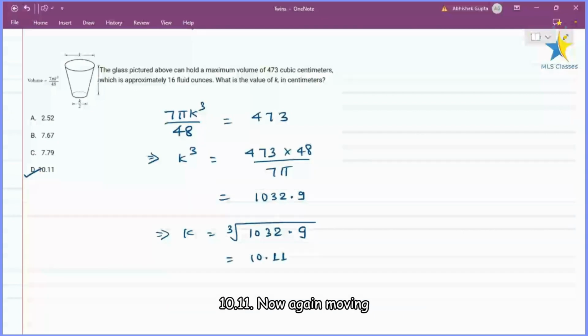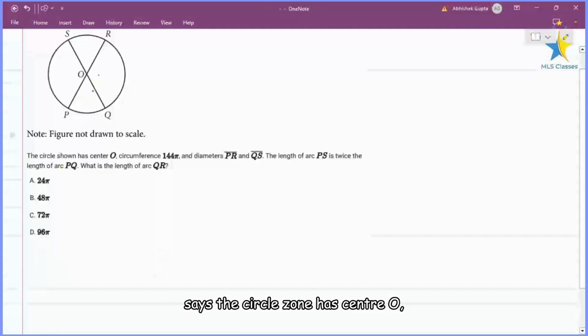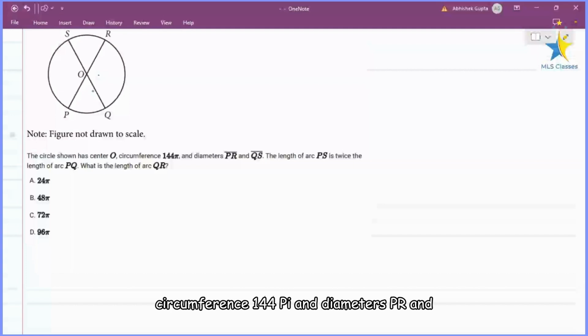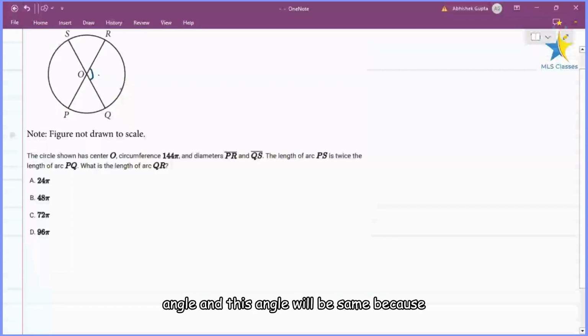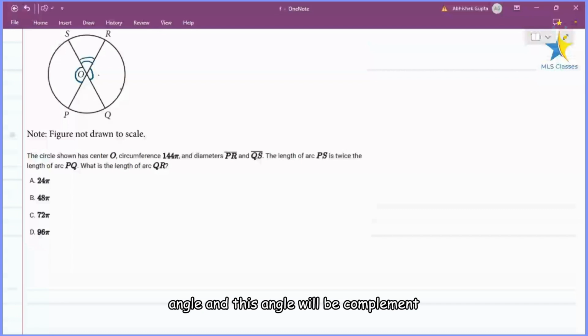Now again, moving to next question. Now in this question, it says the circle shown has center O, circumference 144 pi, and diameters PR and QS. The length of arc PS is twice the length of arc PQ. What is the length of arc QR? So you can see here, this angle and this angle will be same because they are vertical angles, similarly this angle and this angle will be congruent because they are vertical angles.